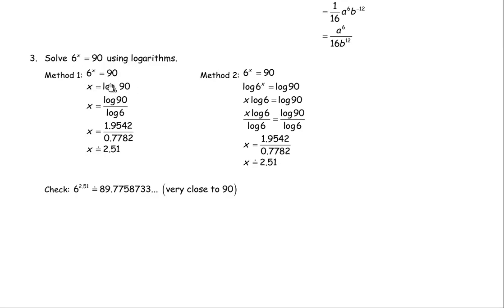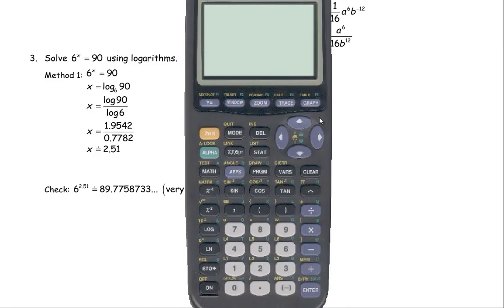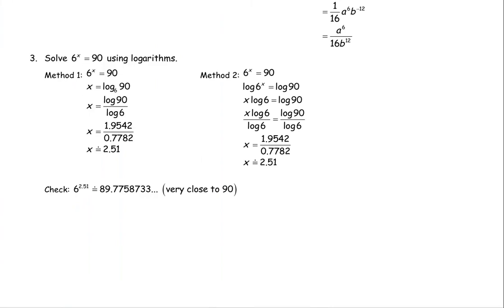We can evaluate this, and you probably don't have a calculator that does base 6, but you can use the log key because it does base 10. So you take the log of 90 and divide it by the log of 6. The log of 90 is 1.9542. And then of course we take the log of 6. I wrote 4 decimal places here, so 0.778, and that would round to 2.51 when we divide those. So that is our solution.